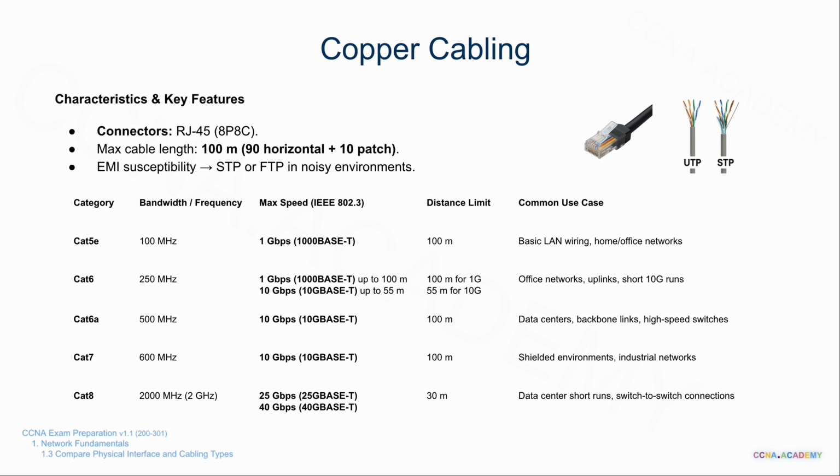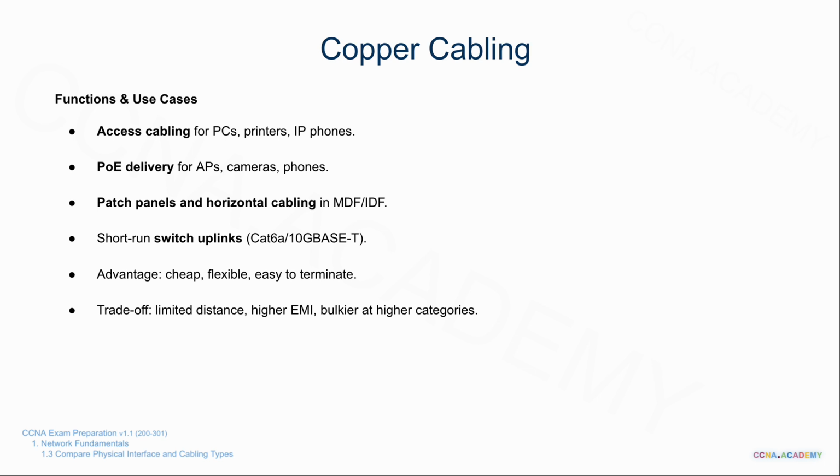Copper is more susceptible to electromagnetic interference than fiber, but it is inexpensive, easy to install, and supports power over Ethernet for end devices. Copper is widely used to connect end devices, like computers, phones, and printers within LANs. It is the most common cabling inside buildings, used in patch panels and wall drops. While limited for long-distance backbones, copper excels in affordability, ease of deployment, and PoE functionality, making it the default choice for access networks.